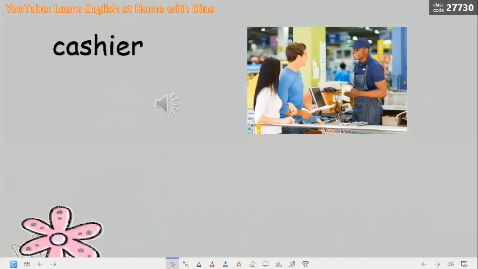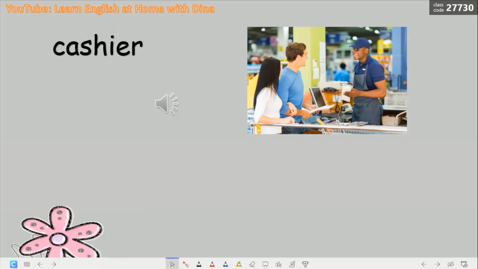Of course, this is so easy and we all know it in Arabic because we also use it in Arabic. Cashier. طبعا الكاشير. When you buy stuff or when you buy things from the supermarket, before leaving the supermarket, you have to go to the cashier to pay for what you've bought. So, وإلا هيتصلوا بالبوليس. Okay? So you have to go to the cashier.